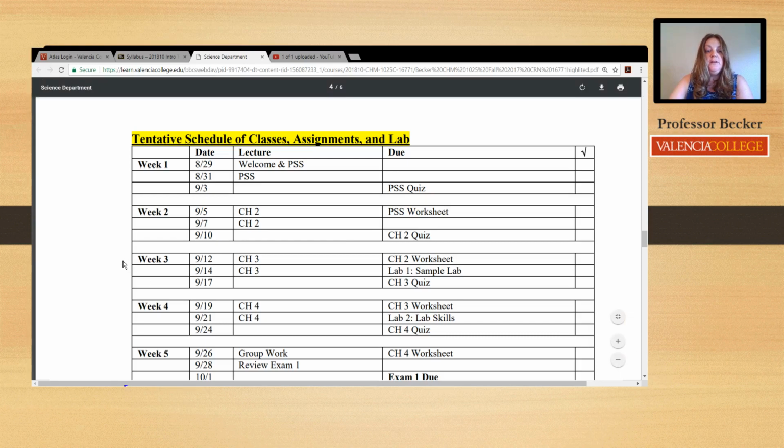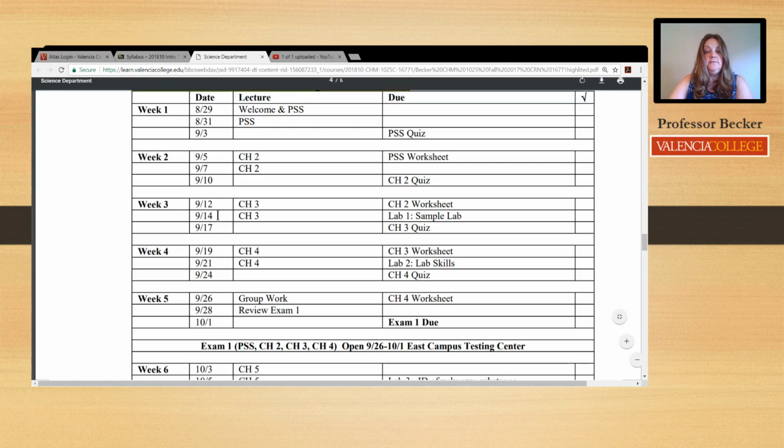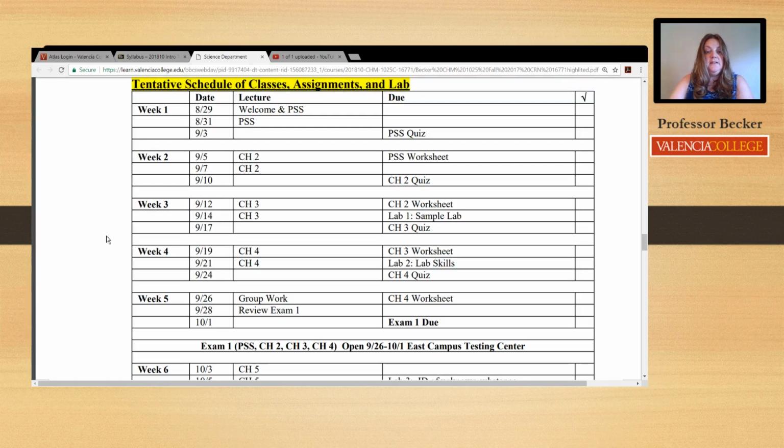Let's go to week 3. What looks different about week 3 is that the first lab is due. Lab 1, which is the sample lab, is due on September 14th. Let's keep going.